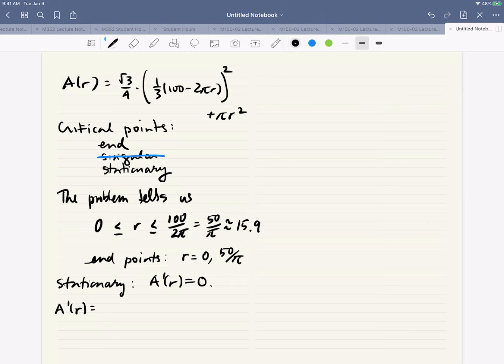So what do we get? We get root 3 over 4 times 2 times, here we're going to use a chain rule. Taking the derivative of the inside of this function, you'll see you've got 1/3 times the derivative of this thing, and the derivative of this thing is minus 2 pi. So I get minus 2 pi over 3. And then the other term, the derivative is 2 pi. Oh, that seems pretty gross. That's all right. Let's just start simplifying it.